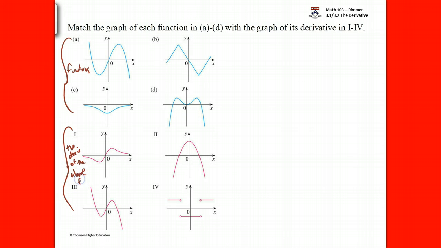And our job is to match. All we know is that the derivative represents the slope of the tangent line. That's all we know. The derivative represents the slope of the tangent line. And so as we look at these four functions here, let's consider the slope of the tangent line and what sign it has. We don't really want the value of it. We just want to know what sign it has. We can use that to help us out.